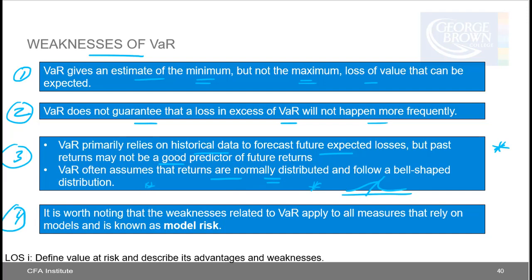Number 4, finally, it's worth noting that the weaknesses related to VAR apply to all measures that rely on models, and it's known as model risk. That's the issue with regards to risk management: you use different types of models, but they have to be managed, and there are sometimes so many inputs, and it's the input that's not anticipated, or the event that wasn't anticipated, that happens, and that's the weakness. The weaknesses related to VAR apply to all measures that rely on models. It's a model risk. Model risk is a key word.